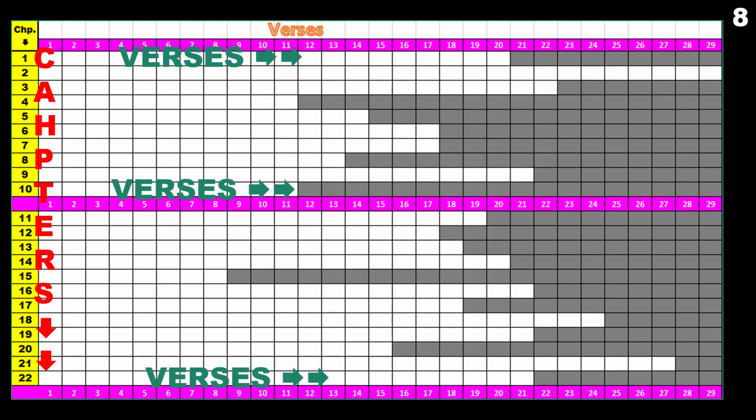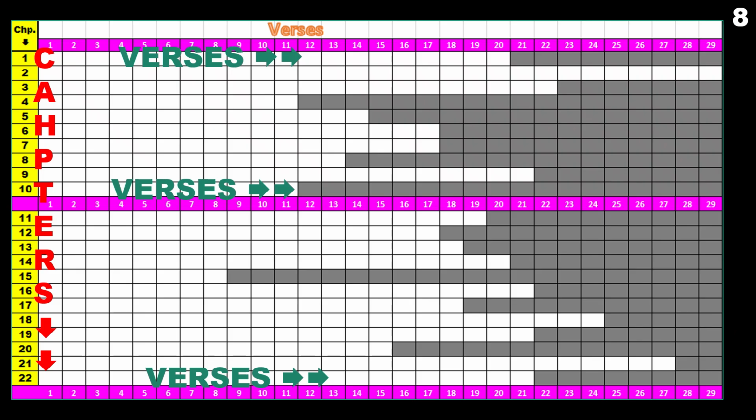This is a grid that shows the 22 chapters and 404 verses of the book of Revelation. The chapter numbers are shown vertically in the yellow boxes on the left, with chapter 1 at the top and chapter 22 at the bottom at the far left. The verses are horizontal, so each white box is a verse in the indicated chapter.